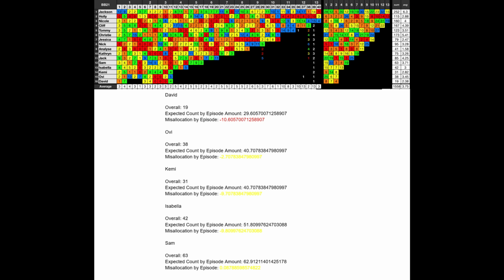Kemi got 31 diary rooms, and her expected count by episode amount is 40.7, causing for a misallocation amount of negative 9.7, so she barely stayed in yellow. Isabella got 42 diary rooms, and her expected count by episode amount is 51.8, causing her to have a negative 9.8 misallocation by episode amount, and she also barely stayed in the yellow range.